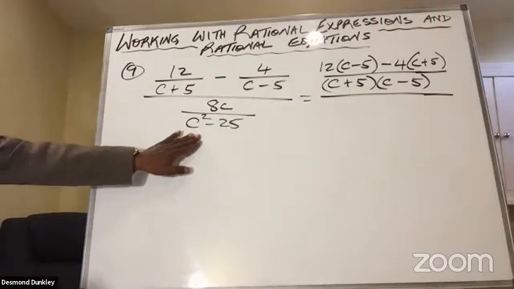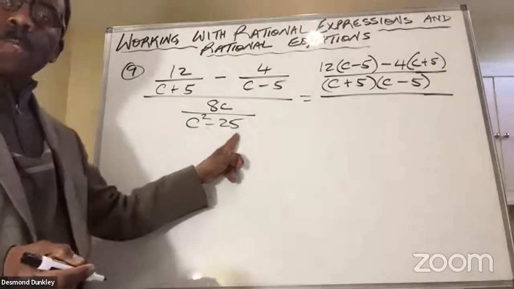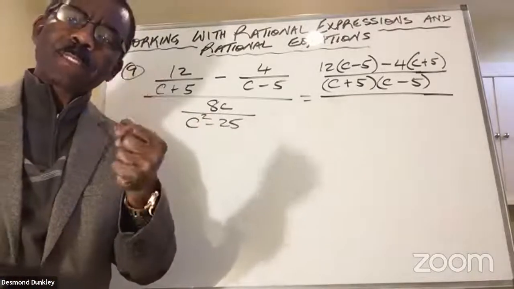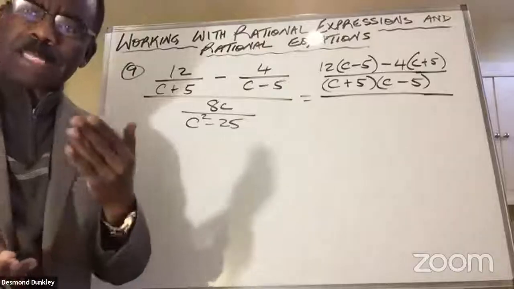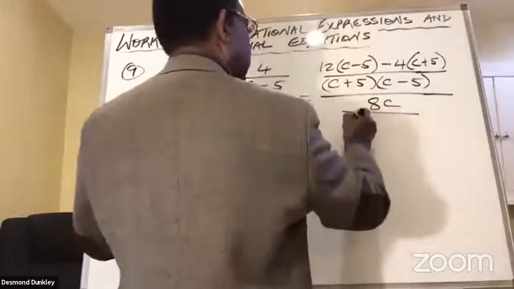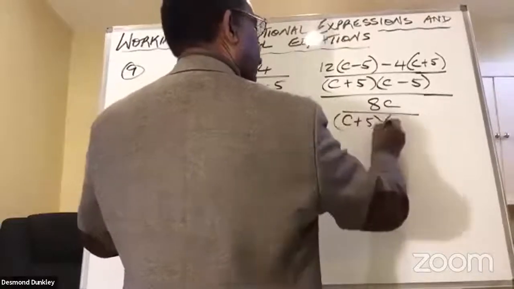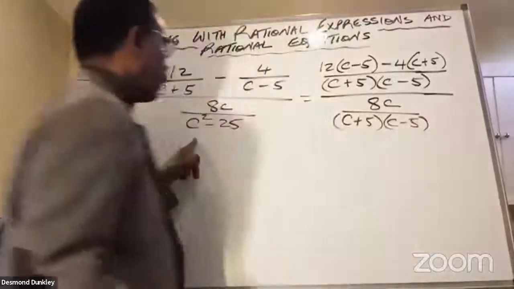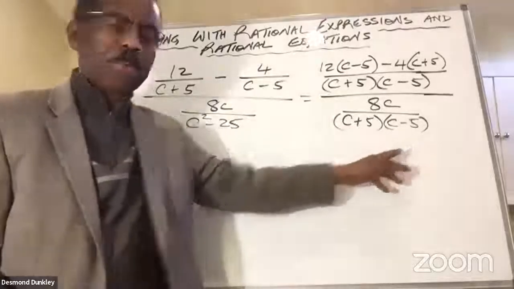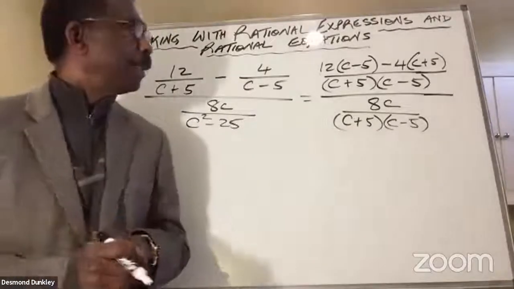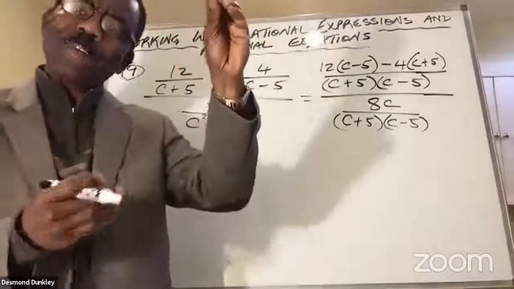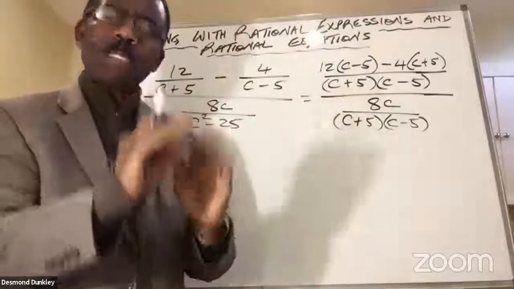Okay, let's go to the bottom. When I look at this C squared minus 25, I say C squared minus 5 squared. So it's a difference of squares. And we know the factorization of that is very common. So it's going to be 8C over C plus 5 times C minus 5. That's the factorization of this. You can check it. You will see that when you multiply these two, you will get that when it's simplified. So here we go, right at the place where we want it. One fraction divided by another fraction, we flip and multiply.